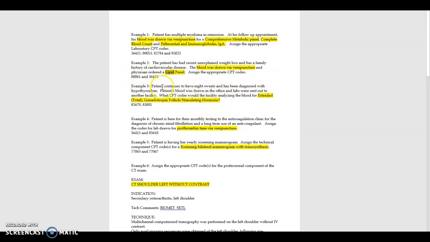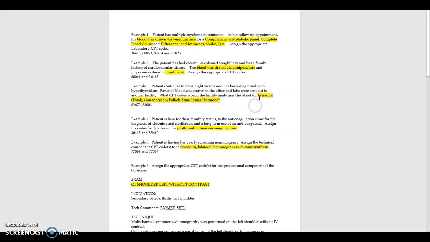The next one, the thing I want to point out here that is a little bit different from above, is we don't have the 36415 code, because I specifically am asking what the lab would bill for. Since the patient's blood was drawn in the office and then the labs were sent out to another facility, I'm asking what CPT codes the other facility that's analyzing the blood would use. And so that is your estradiol and the follicle stimulating hormone.